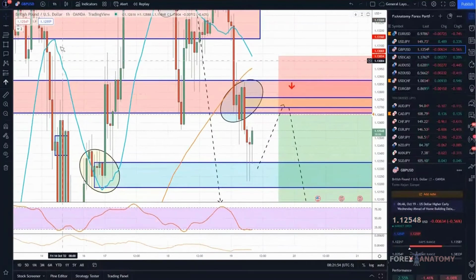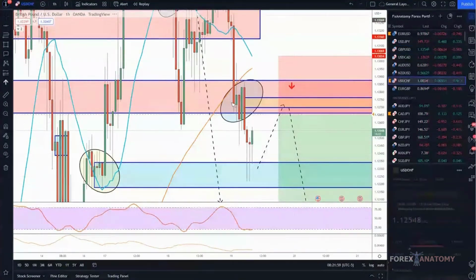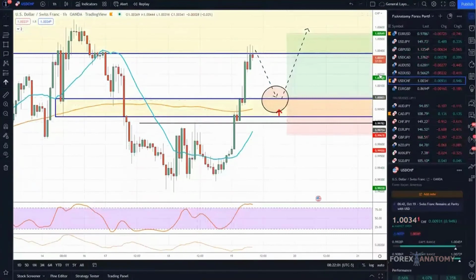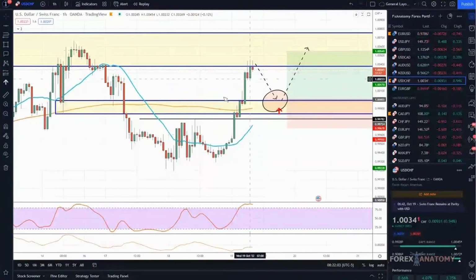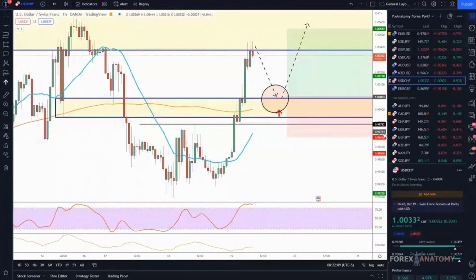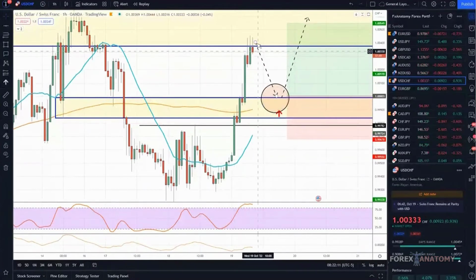Okay, and we did US dollar Swiss franc. So let's do that right quick. US dollar Swiss franc still pretty much fairly strong, but we do have price hitting this area of supply up here. And if you want to, since we got a long way to go, you could look for a sell opportunity on this one as well.